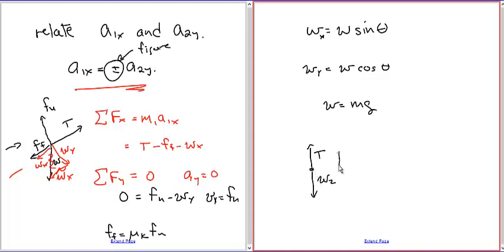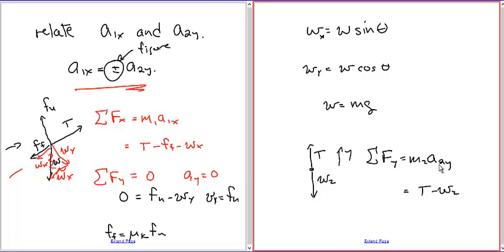And I'm going to define y positive going up. So if we apply Newton's second law in the y direction, that's equal to m2 times a2y. And we've got tension going up, and we've got W2 going down. So what we end up with is two equations. This one, where I don't know a1x and I don't know T.